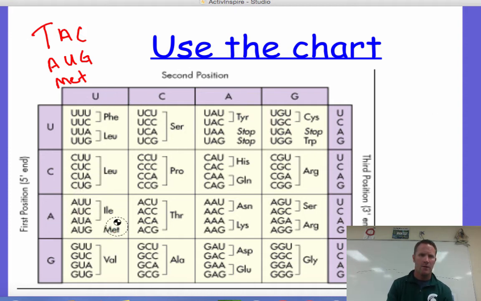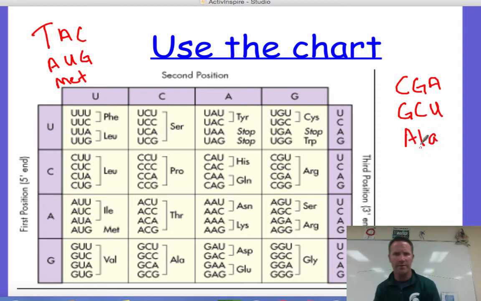Okay, so if I give you one more, let's say it is CGA, then that becomes GCU, and then that becomes GCU. It becomes ALA. So remember, you only put the first three letters. You'll have this chart on the test, and it'll just be multiple choice.